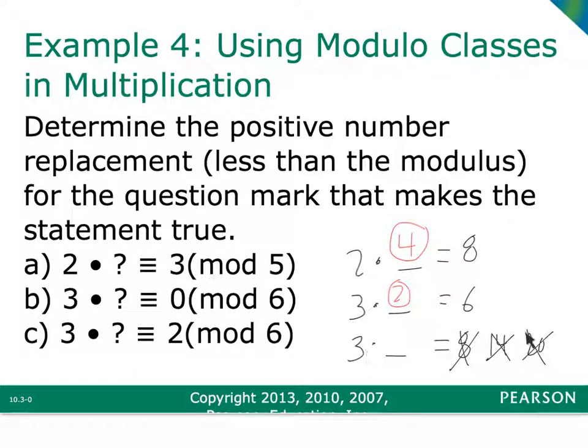So the third one will not have a solution because we can't find a number where 3 times what equals 8, 3 times what equals 14, or 3 times what equals 20 fits perfectly. It has to fit perfectly because we're only using those numbers that we are given in our set. In this case, for modulo 6, we're only using 0 through 5.